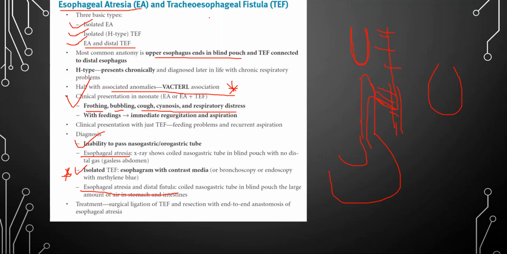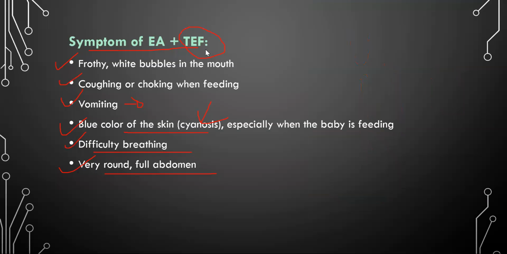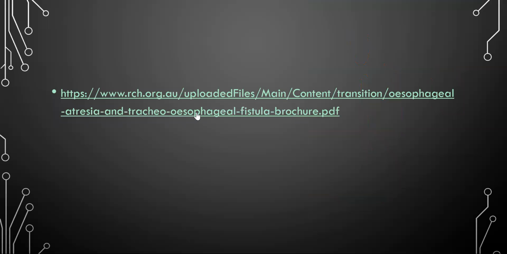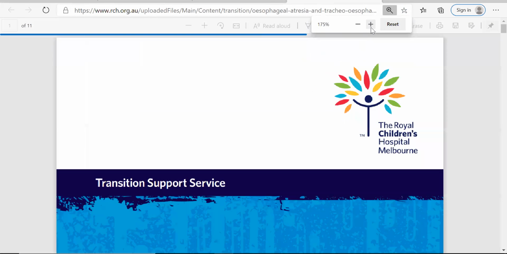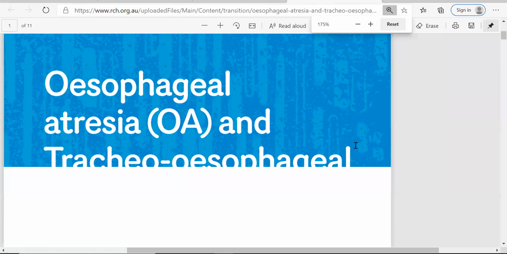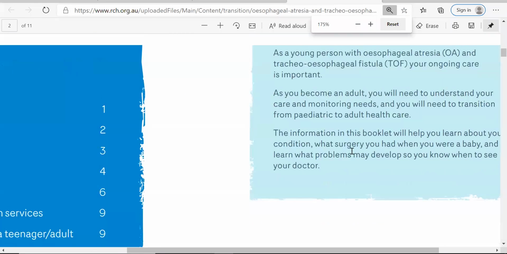Clear? If there is tracheoesophageal fistula, then obviously there will be cyanosis, there will be breathing difficulty, and there will be cough when you try to feed the baby. Okay, so this will be the feature of tracheoesophageal fistula. Now, if you want to discuss it with the patient, you can use this one. It's a very good guideline, or at least you can use it as non-medical jargon.